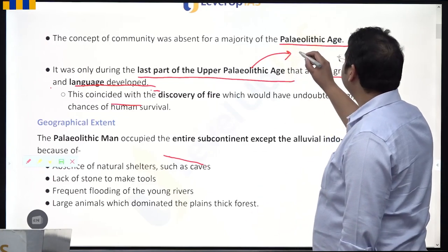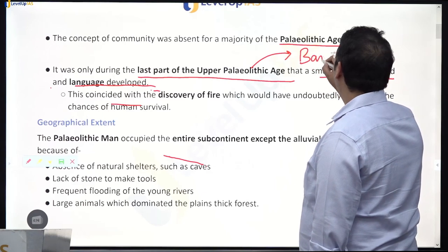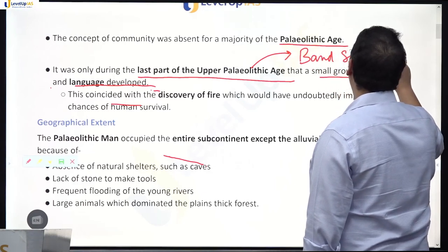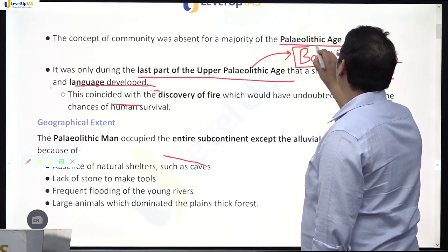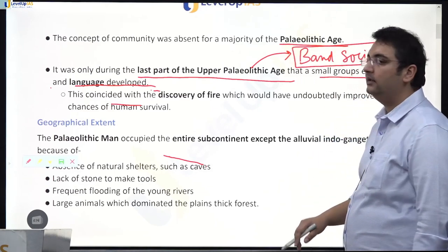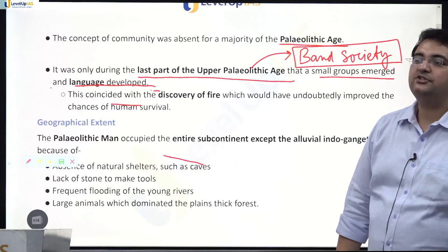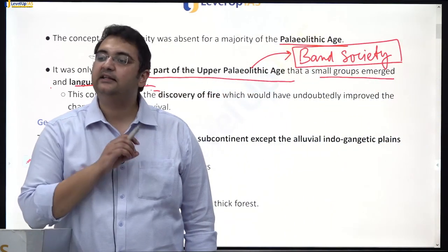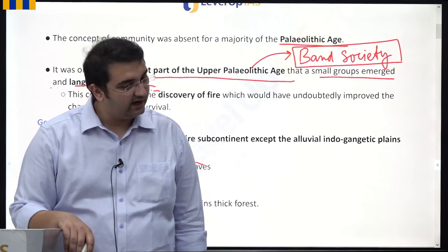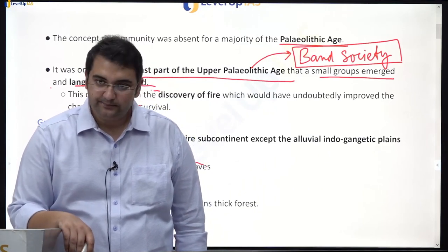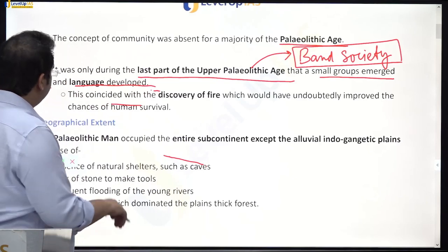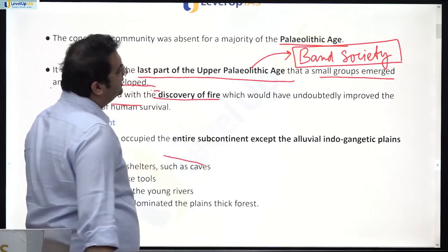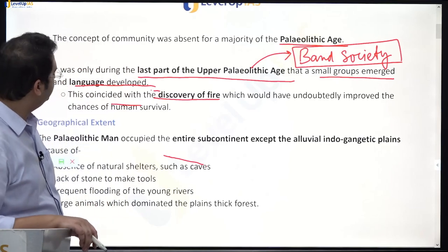This was an example of a band society. Okay? Isko bolte hain band society. The size of the groups ranged roughly from 20 to 40 individuals. At the maximum, it would be about 100 individuals. Theek hai? Achha. This coincided with the discovery of fire as well, which would have undoubtedly improved the chances of human survival.